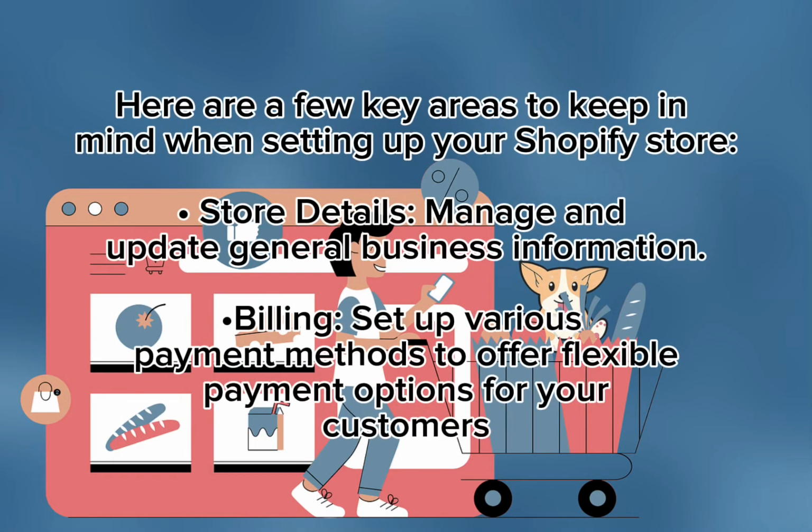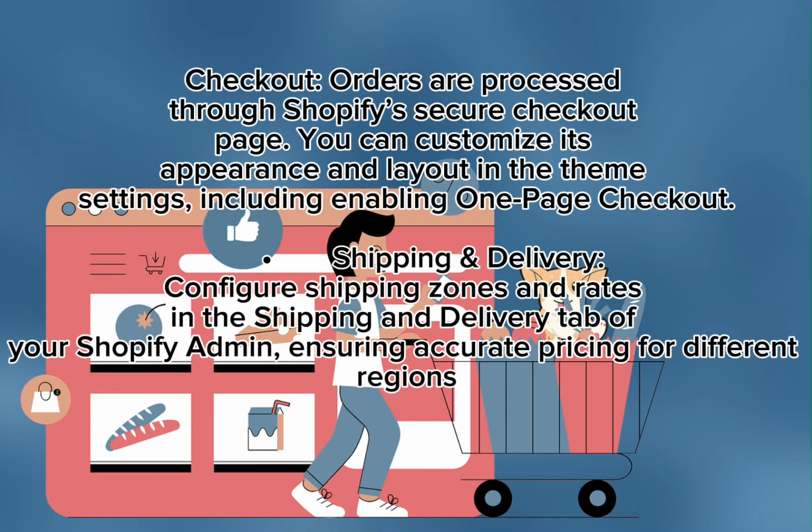Here are a few key areas to keep in mind when setting up your Shopify store. Store details: manage and update general business information. Billing: set up various payment methods to offer flexible payment options for your customers. Checkout: orders are processed through Shopify's secure checkout page. You can customize its appearance and layout in the theme. Settings, including enabling one-page checkout, shipping and delivery.